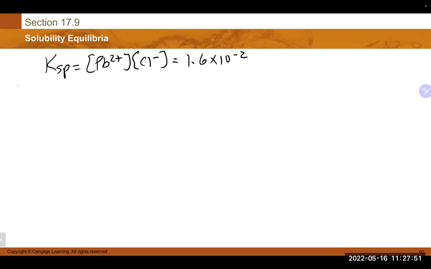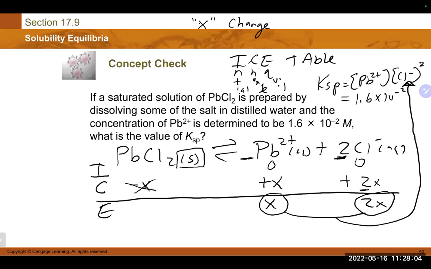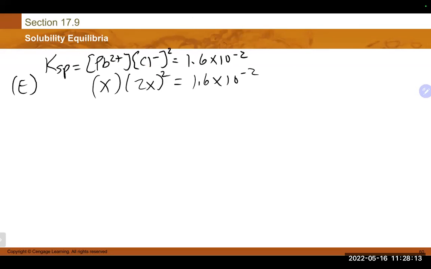Putting in our value from the equilibrium line would give us x times 2x, and that would need to be squared, is equal to 1.6 times 10 to the minus 2. And again, I'm just taking my equilibrium line here and putting that into my expression. At this point, it's now just math.